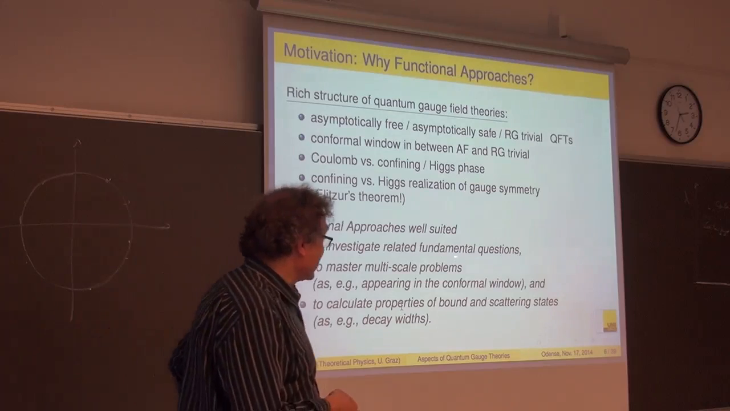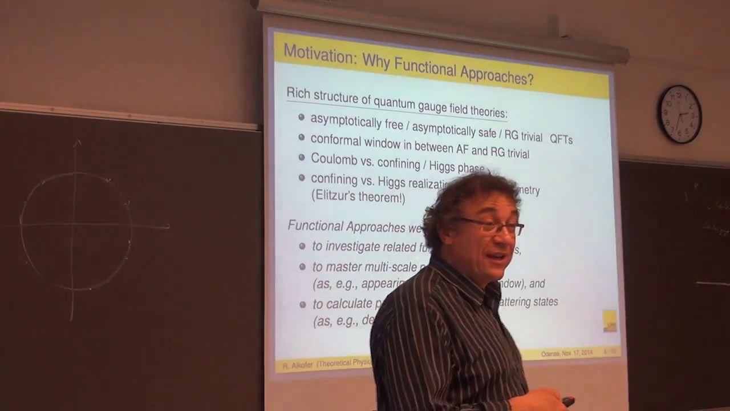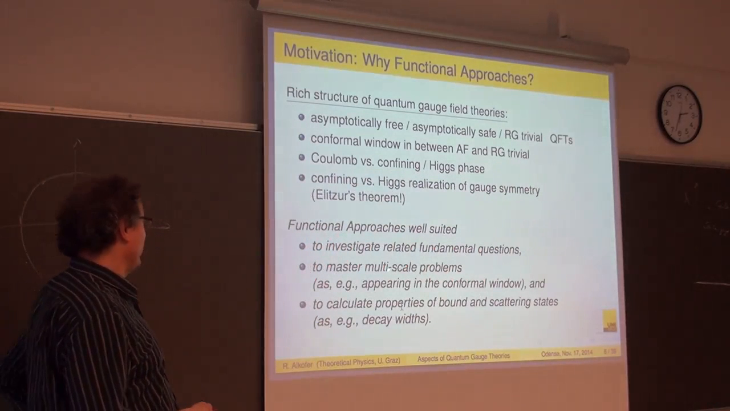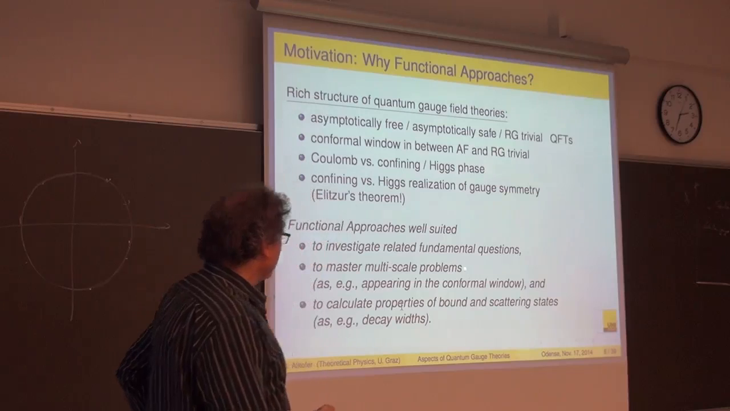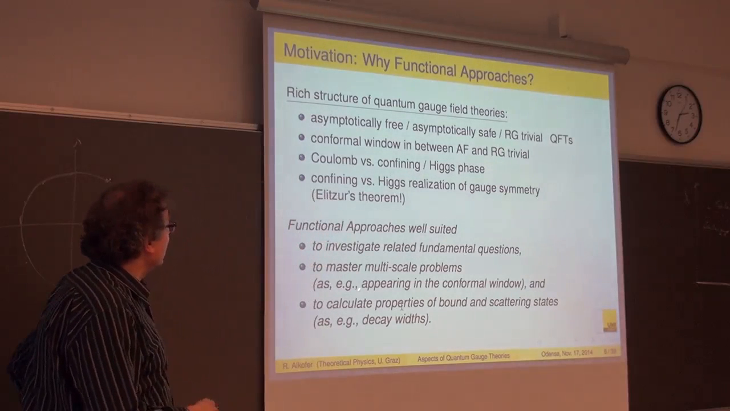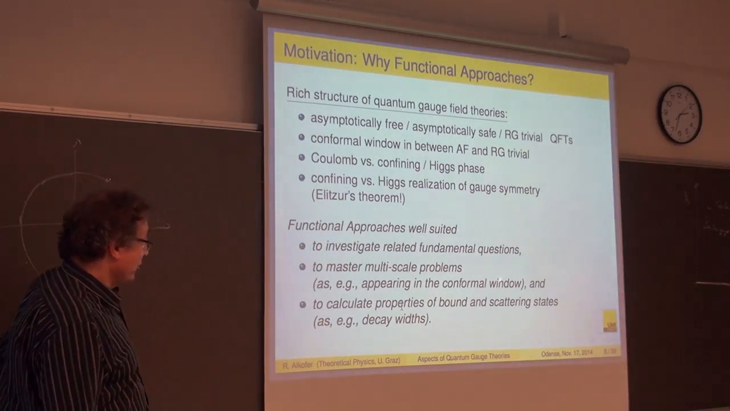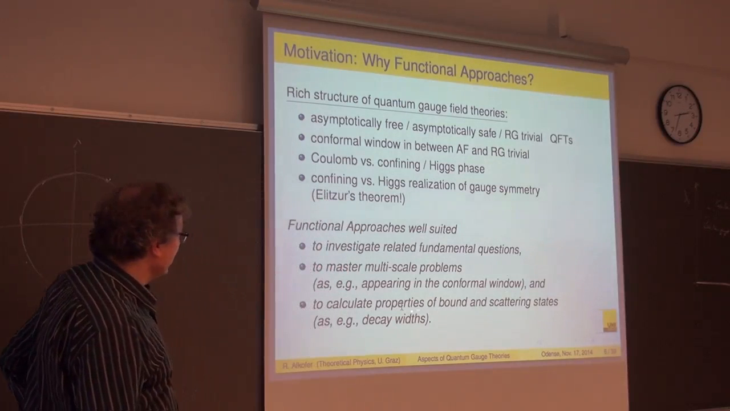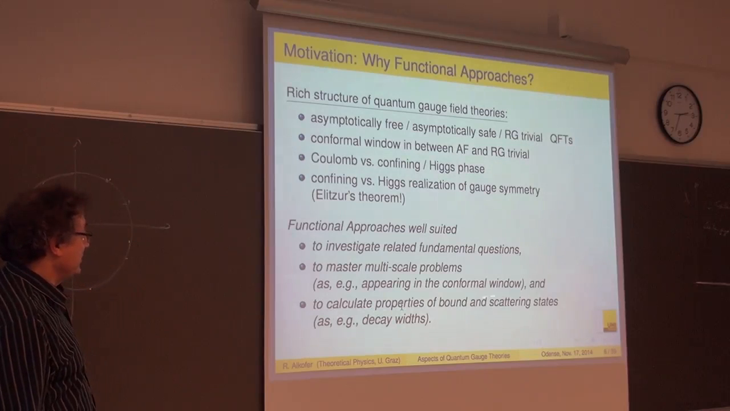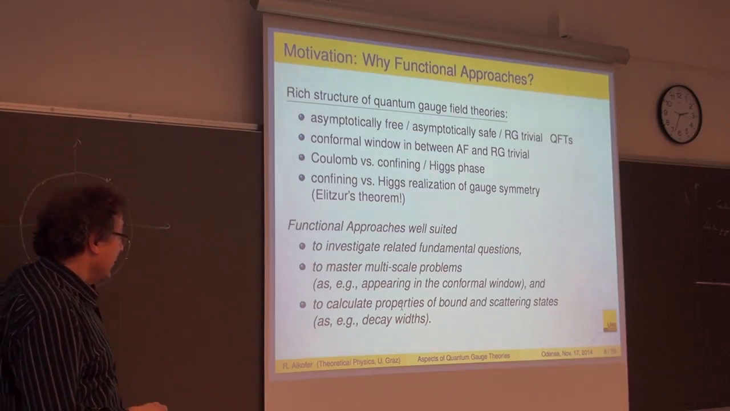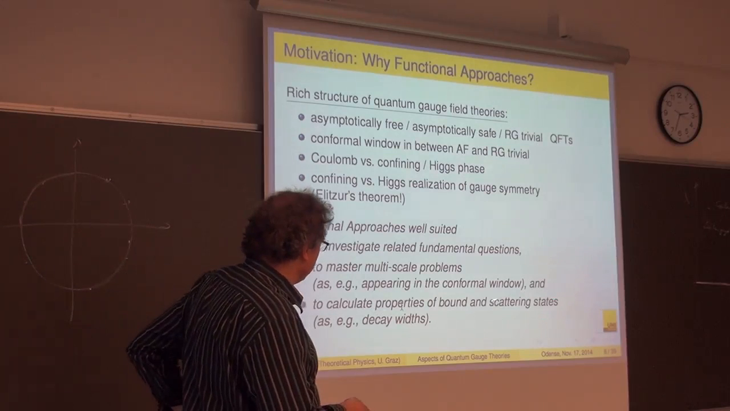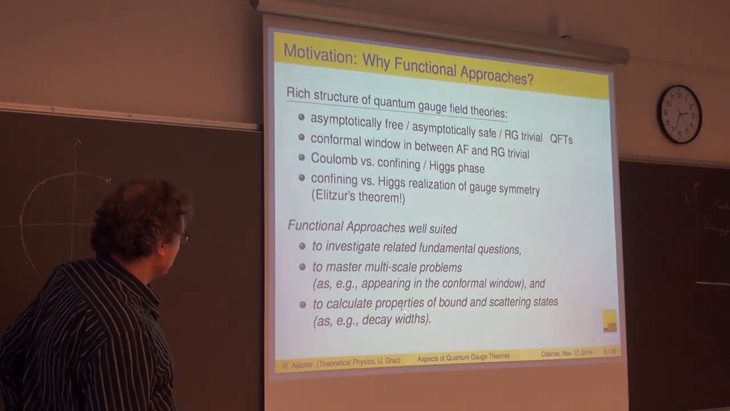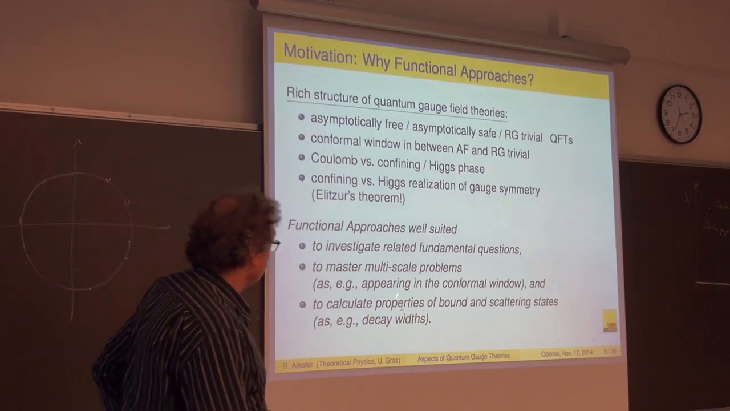Calculating, let's say, for scales up to 6 orders of magnitude on a lattice is a challenge, I assume. This is much less of a problem here. And also what's very nice is that it's very well suited to calculate properties of bound and scattering states, and also to distinguish between bound and scattering states. There have been some recent developments in this direction in lattice calculations, but these are tough and hard calculations, and these approaches are much better suited to this as, for example, to calculate decay width.